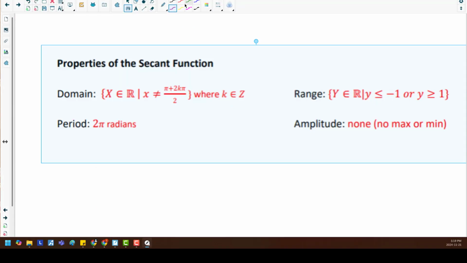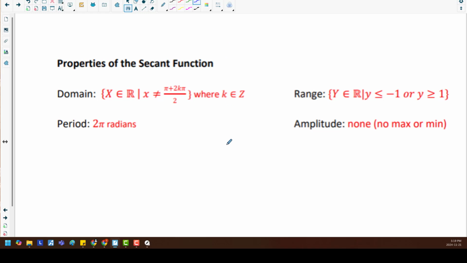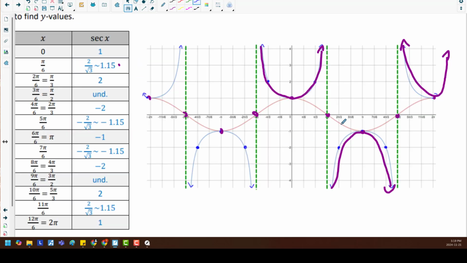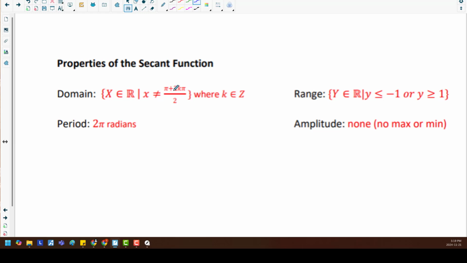And here are the properties. Very similar properties to the cosecant function, except when it comes to our undefined values, it's pi over 2 plus 2k pi, because it's a multiple of pi over 2, essentially. Pi over 2, then we have 3 pi over 2, so pi over 2 plus 2k pi, where k is integer values. Range is the exact same as cosecant, which is y is less than or equal to -1, or y is greater than or equal to 1. Period is exactly the same, and there's no amplitude.